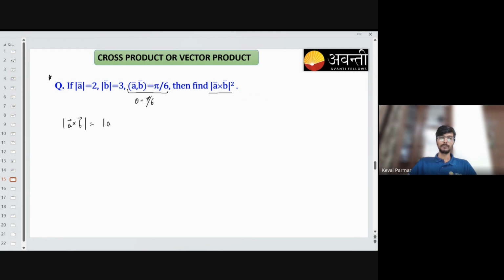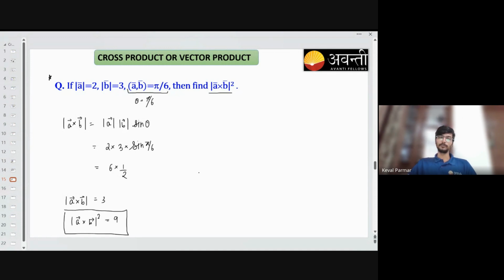It was mod A, mod B, sine theta, which is, what is mod A? 2 into 3 into sine pi by 6. 6 into sine 30 is half, that is 3. But this is the answer of mod of A vector cross B vector. We want mod of A vector cross B vector, whole square. That will be 9. This is my answer. So simple. Let's move to the next.